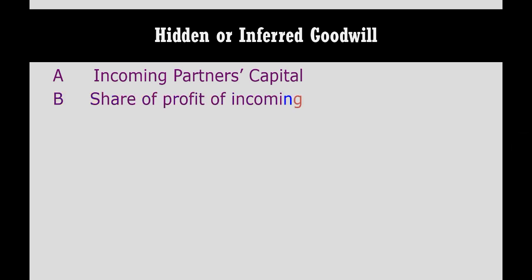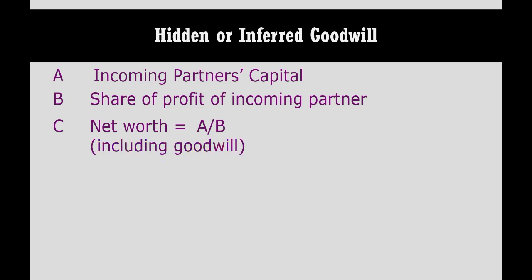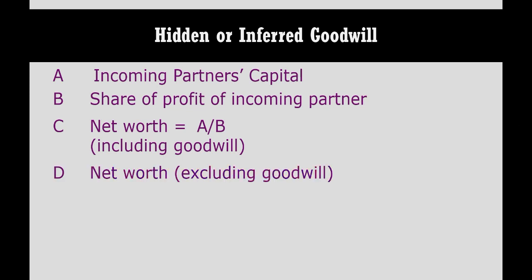First, look at the incoming partner's capital, whatever capital he is bringing. Then look at his share of profit. Then divide both the amounts. We will get net worth. And remember, this is net worth including goodwill. Then we will calculate net worth excluding goodwill. For that, we have two methods.